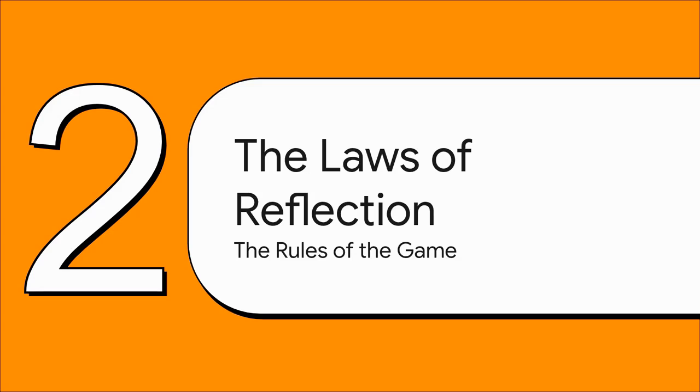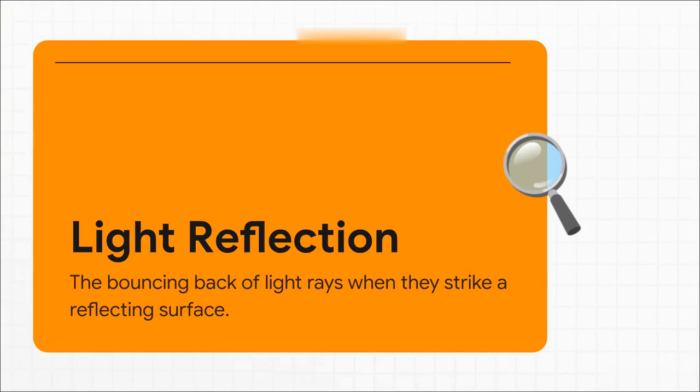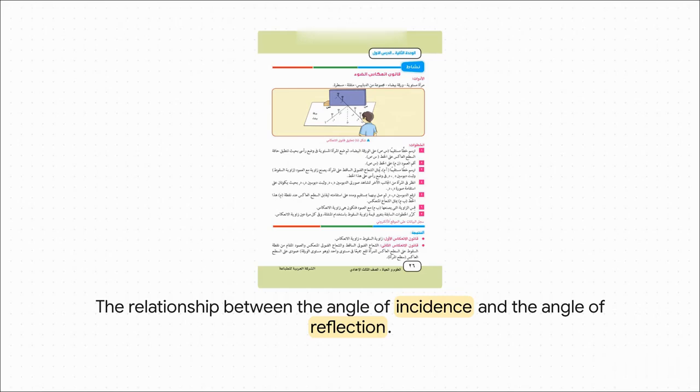So how does this whole left-right swap thing, and really all reflection, actually work? It's not magic, I promise. It's all governed by 2 beautifully simple laws. So let's check those out. Before we jump into the laws themselves, let's just nail down a couple of terms so we're all on the same page. Reflection. We've got this. It's just light bouncing off something. The ray of light that comes in and hits the mirror, we call that the incident ray. And the one that bounces off, that's the reflected ray.